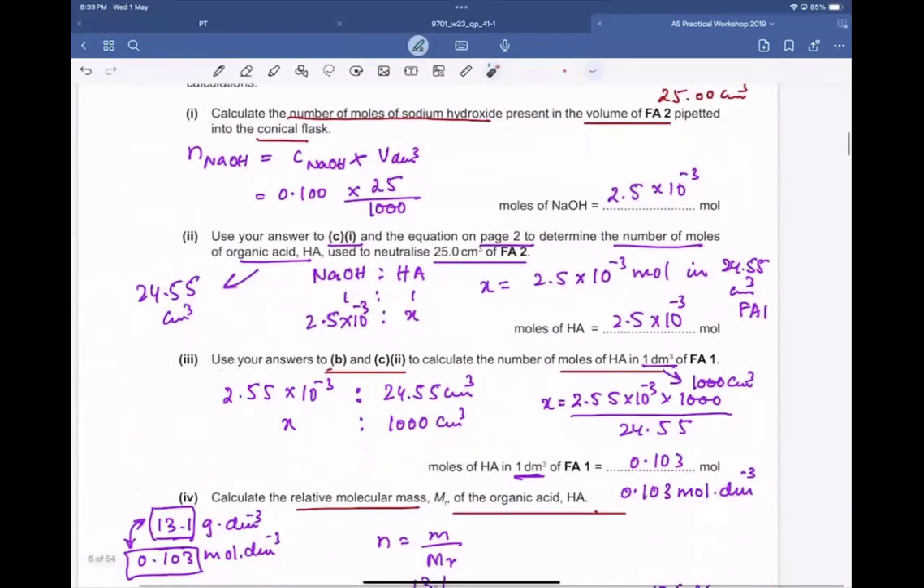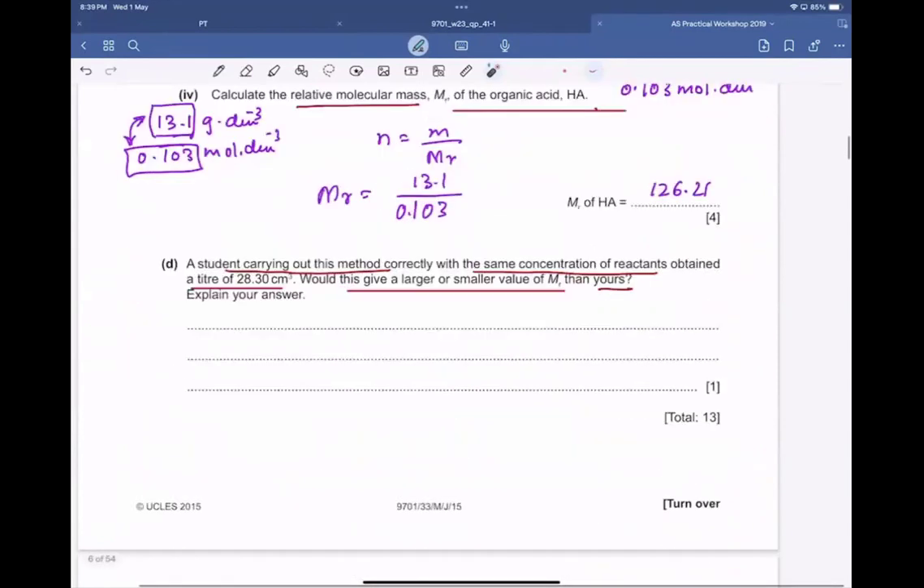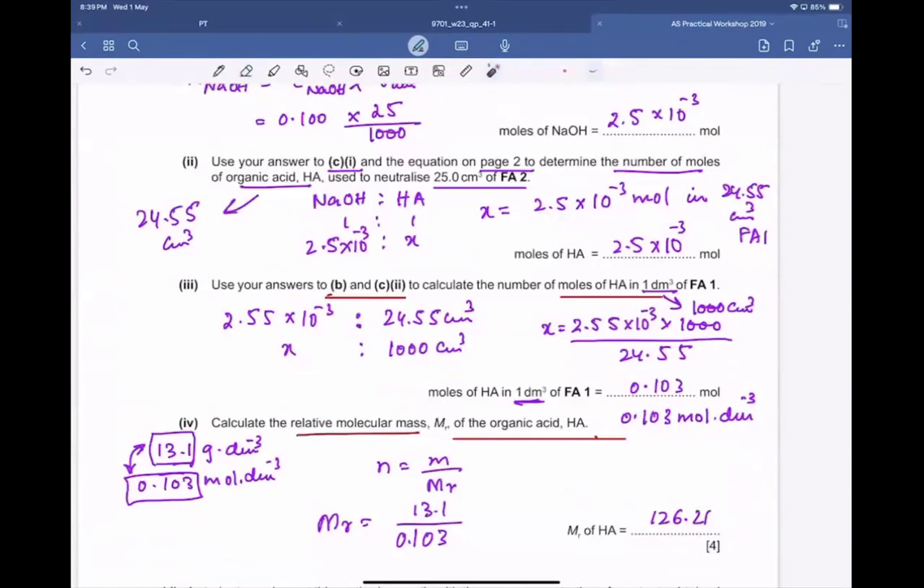So as I have told you, these moles are in this volume. Now if the titer is bigger, then these moles are in 28.30 centimeter cube. Is this understandable? So instead of 24.55, here we are going to use 28.30. See, the denominator gets bigger. So if the denominator gets bigger, here we are going to get the smaller value. Is this clear?